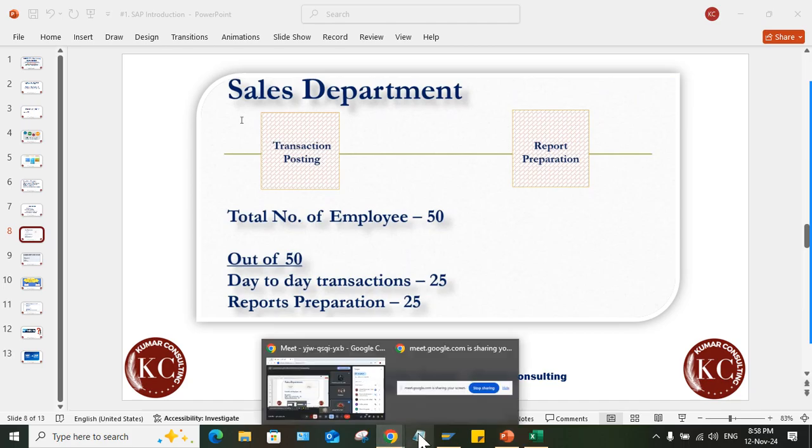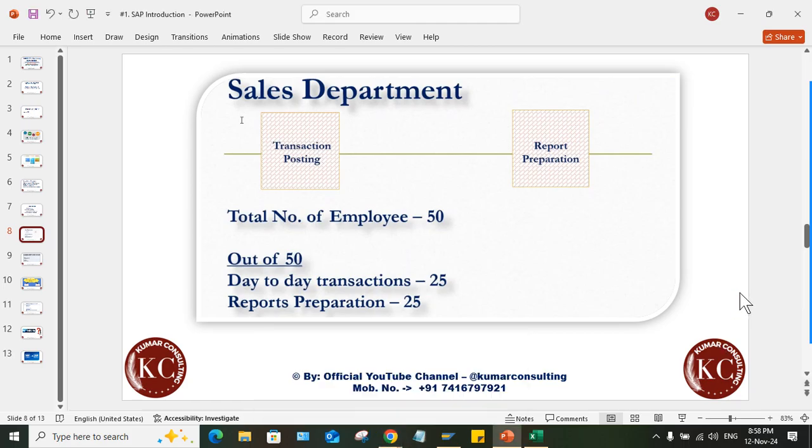And with the help of software, whatever the required information is there, within a second they'll be able to check and give you the details, right? So this is the benefit of ERP. ERP is nothing but a software.